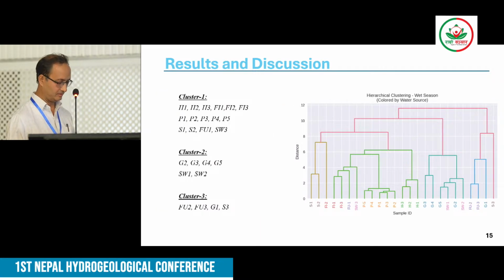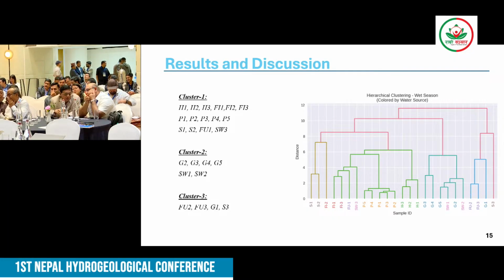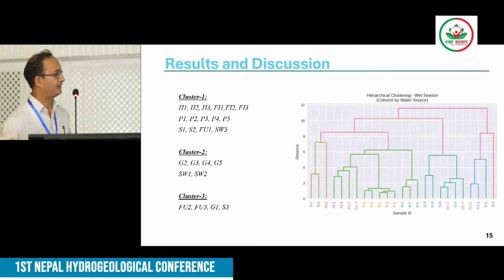So in that, we have the three clusters. If you see here, in cluster 1, these are the river, the lake, and the river. So the river and the lake are in cluster 1. In cluster 2, we have the groundwater, both deep and shallow.